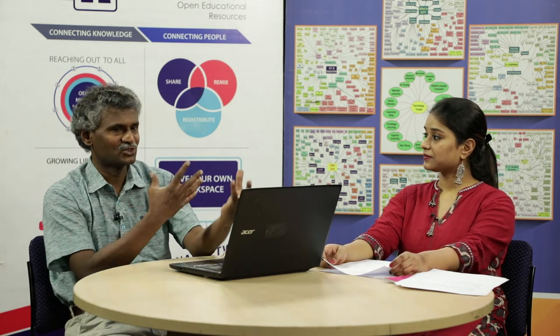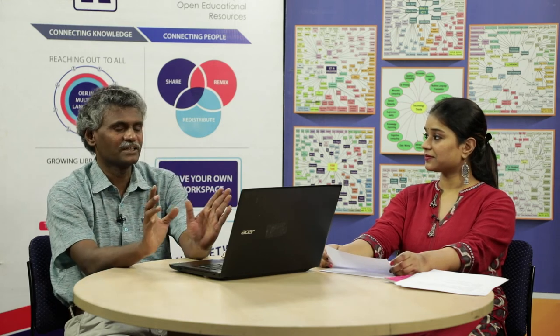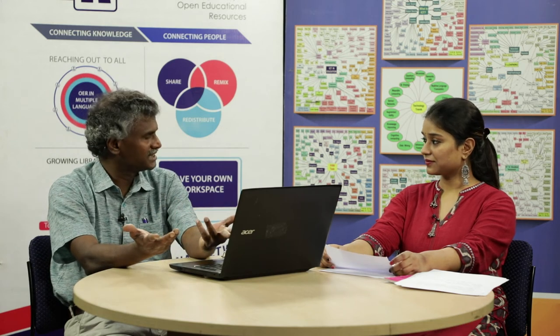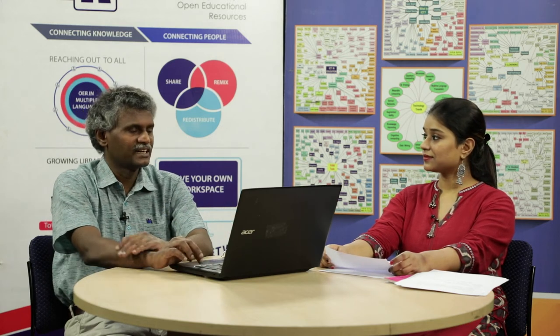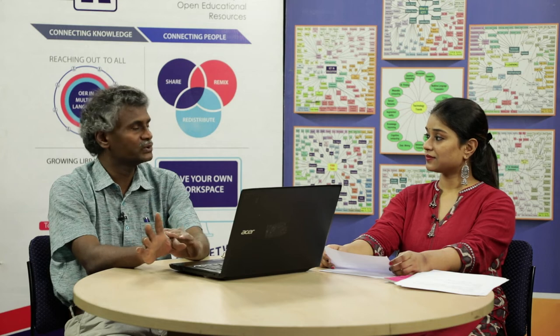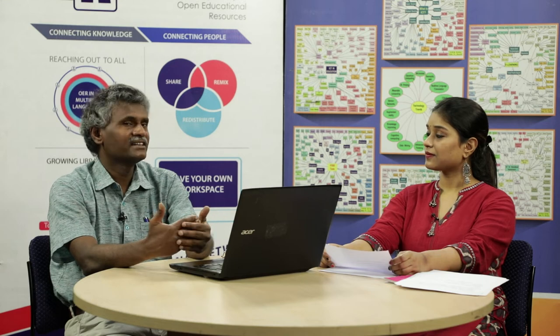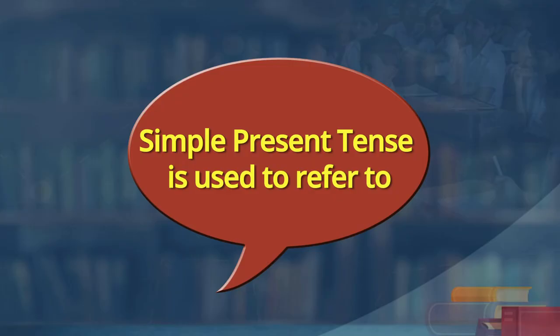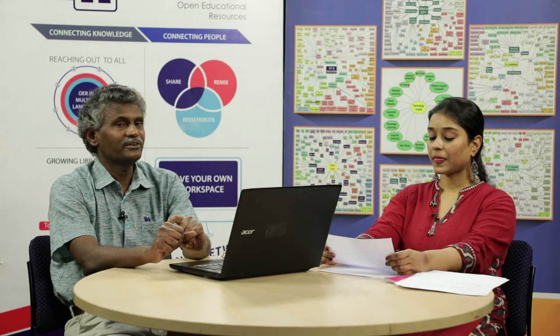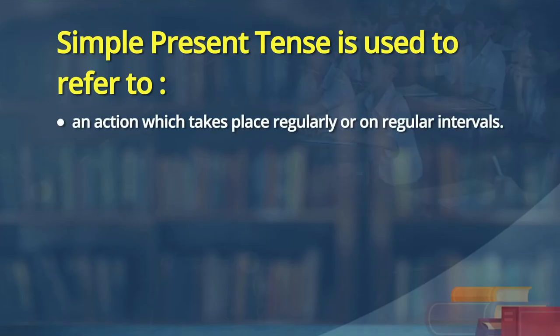We have drawn your attention towards when and where simple present tense is used. I hope the learners have got it, and if they do a bit more exercise from the textbook, workbook, they will understand better. So, simple present tense is used, we now discover the rules. Can you read out the occasions in which present tense is used? Come on. Sure, sir. Simple present tense is used to refer to an action which takes place regularly or on regular intervals.